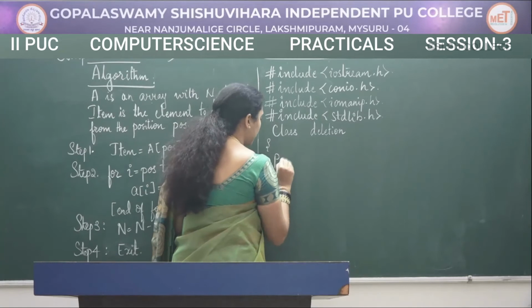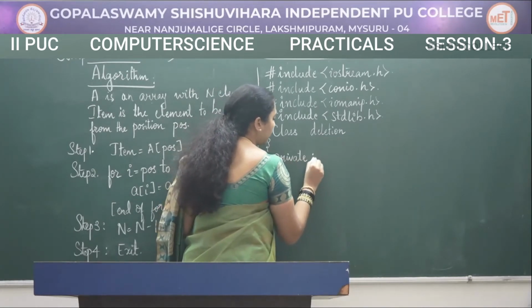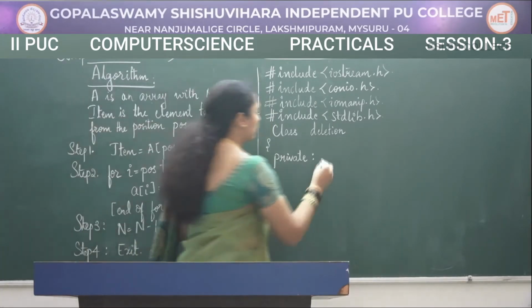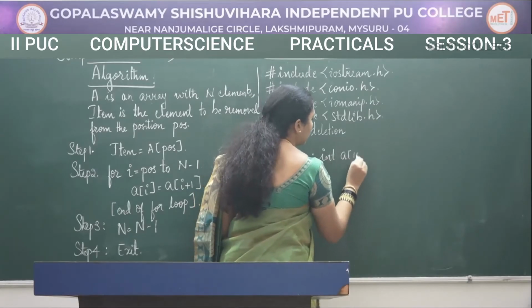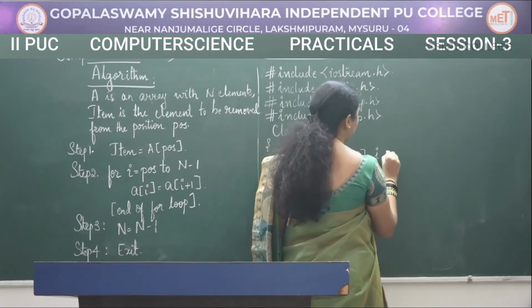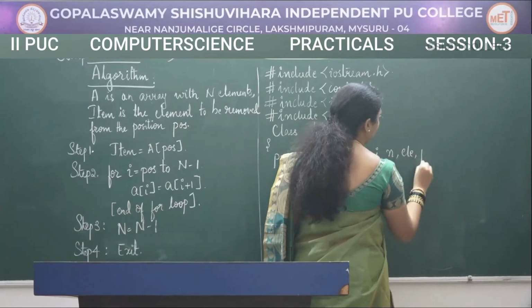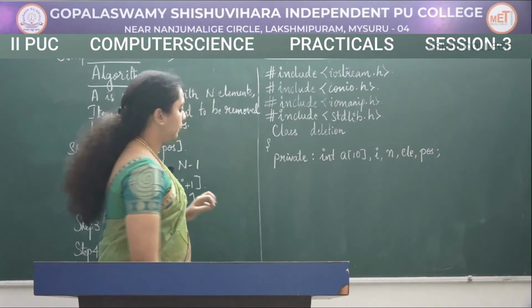In the private section, I am going to declare the required variables in our C++ program. So, int a of 10, that is the array name with size, then I comma n, then element to be deleted as well as the position.